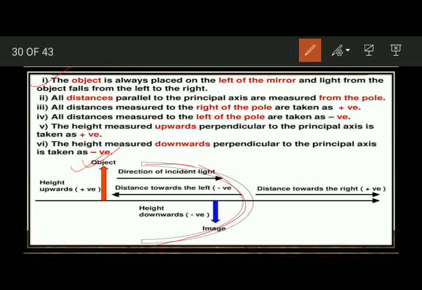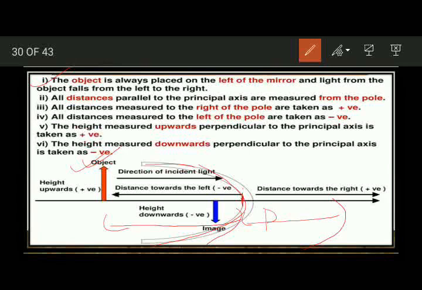Next, all distances parallel to the principal axis are measured from the pole. So if this is the pole of the mirror, all distances are measured from the pole of the mirror. Whether it is u, whether it is f, here also we measure distance from the pole of the mirror.